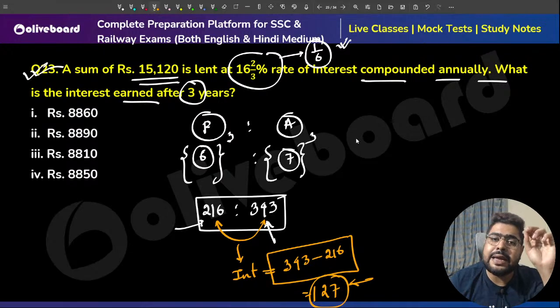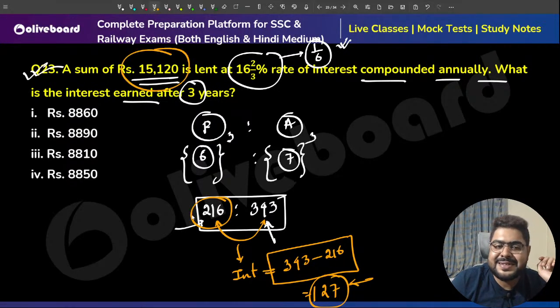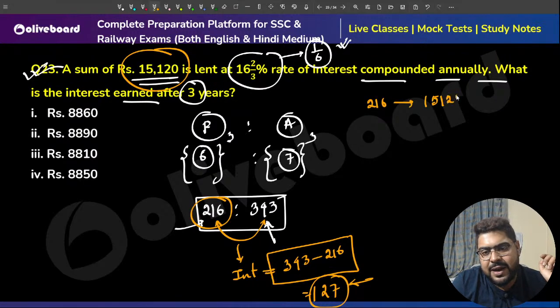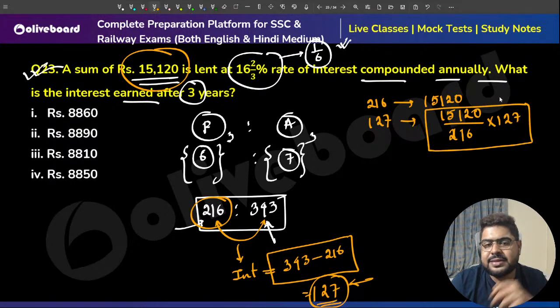127 units is the interest. So now principal is given as this. They are saying 216 units is 15,120, and I need the interest for 127 units. So 15120 by 216 into 127. Just calculate this, sir. Just do a little bit of calculation, sir.